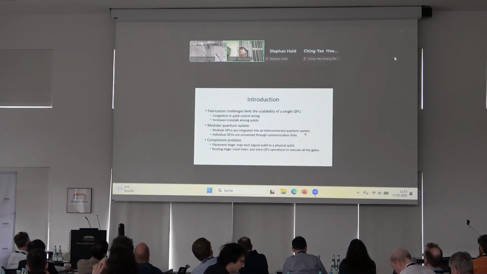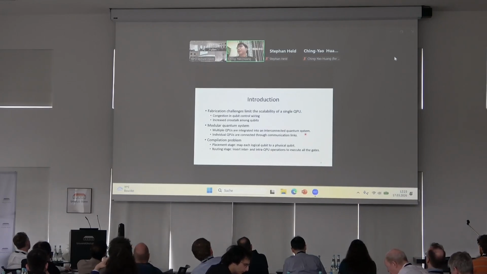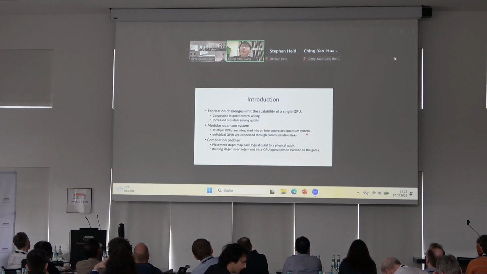To execute a quantum circuit on a modular quantum system, it's necessary to perform compilation, which mainly consists of two stages, qubit placement and qubit routing. In the placement stage, each logical qubit in the circuit is mapped to a physical qubit in a quantum system. And in the routing stage, inter- and intra-QPU operations are inserted to execute all the gates in the circuit.